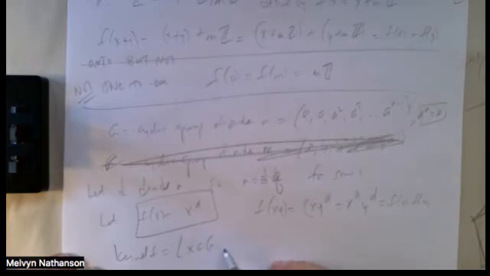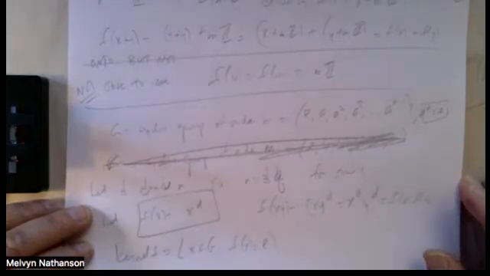What is the kernel? The kernel is all elements x in G such that f of x equals the identity. Let's try to figure out what that is.